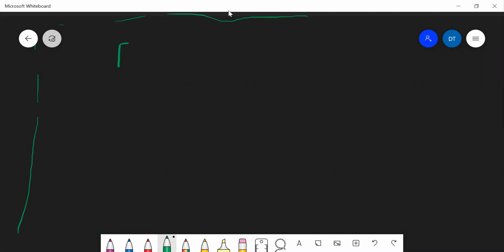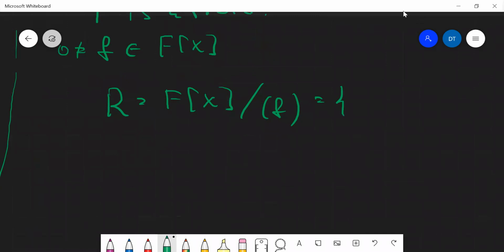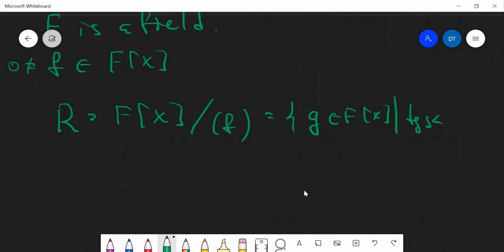Okay, so let's say F is a field. And I want to take a non-zero polynomial F here. And R is the ring of remainders. So what is this? As a set, it consists of all polynomials of degree strictly smaller than the degree of F. The plus is the usual addition, and multiplication is actually multiplication modulo F. So you multiply polynomials and then take the remainder modulo F.